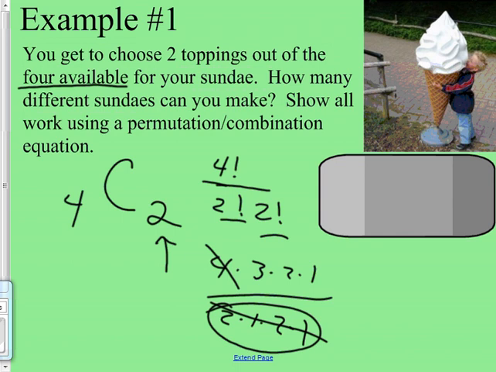Just 6. We already canceled before. Just 6. Another way to say it is 4 times 3 is 12, times 2 is 24, divided by 4, the answer is 6. Either way, the answer is 6. What does that mean? That means there's 6 different sundaes that this kid could make.